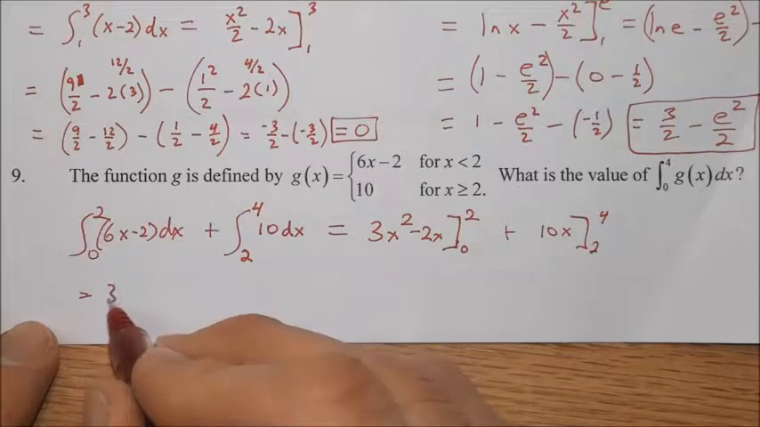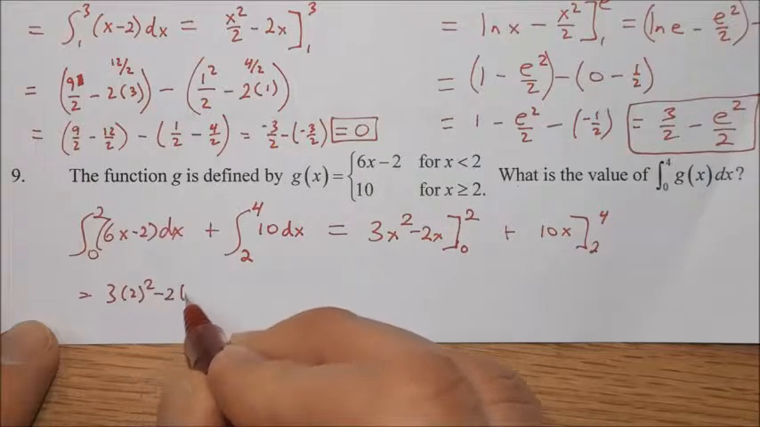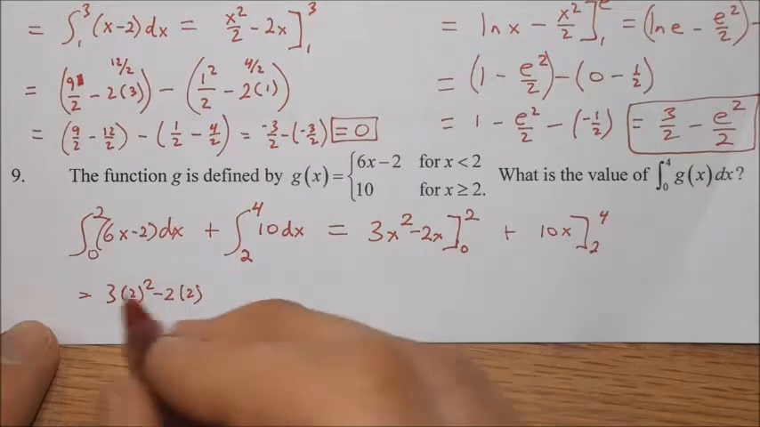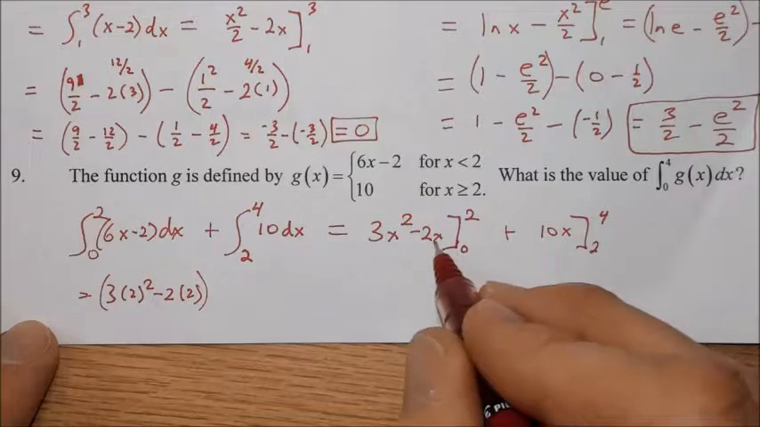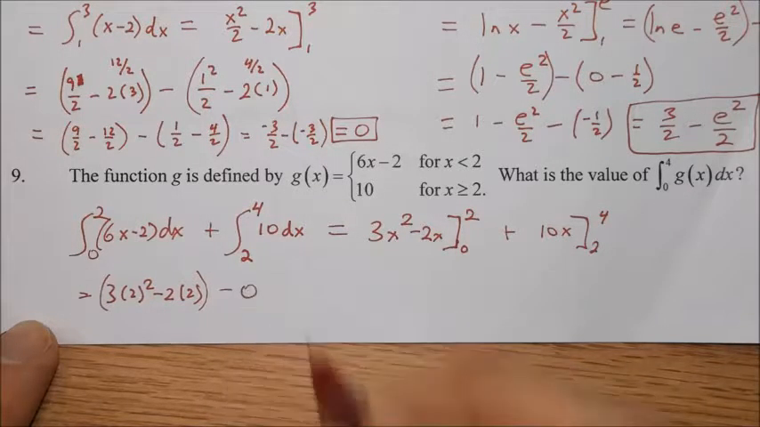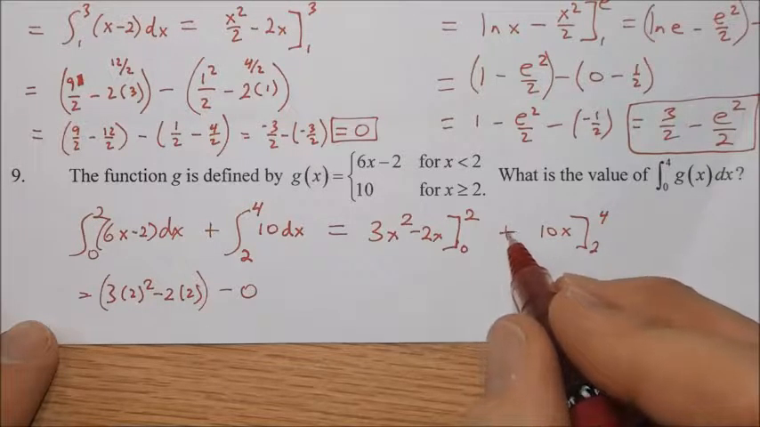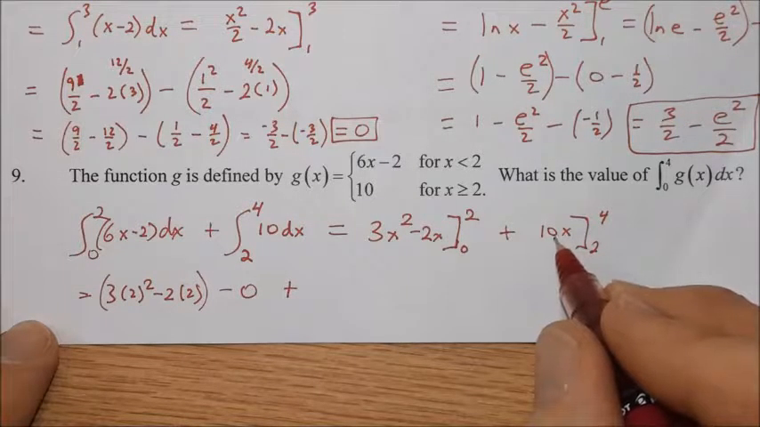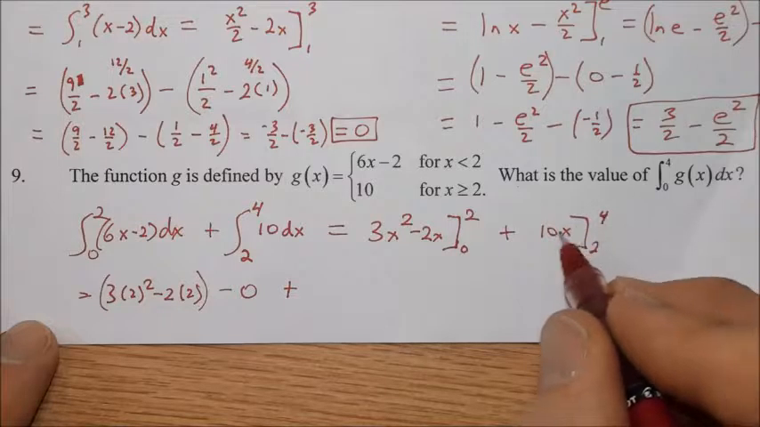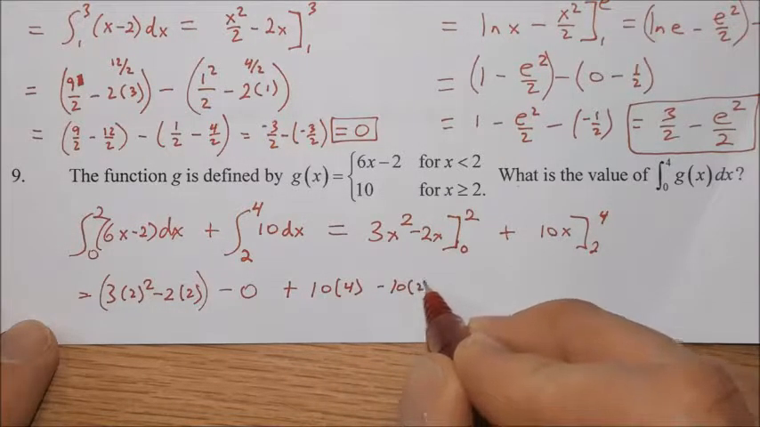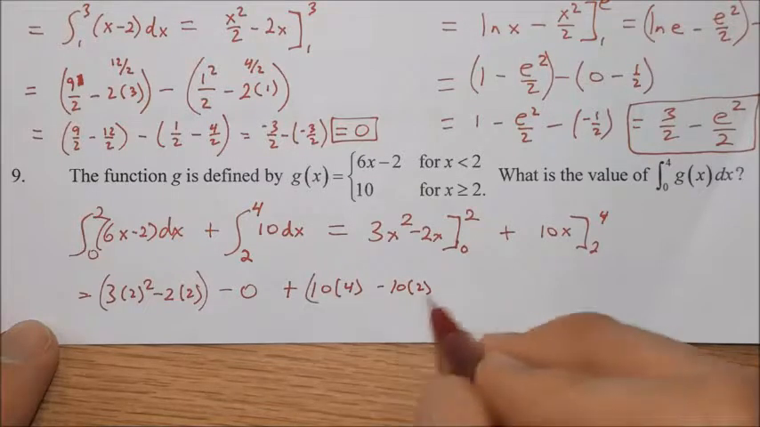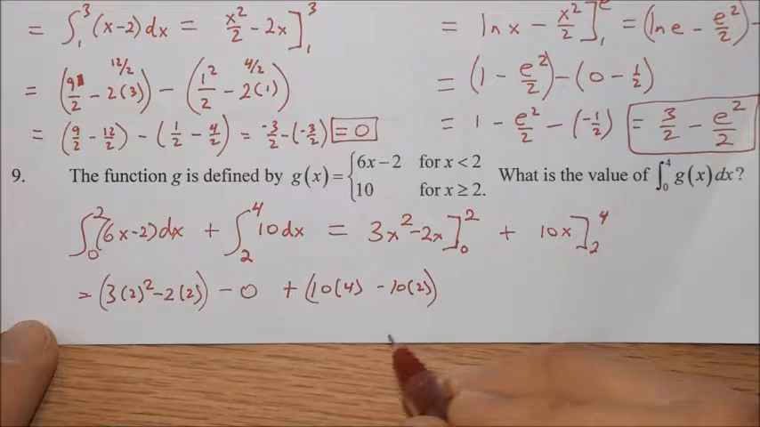We have 3 times 2 squared minus 2 times 2. And then we're going to plug in 0. And can you see here in mental math that when we plug in 0, we're going to get 0? Okay, good. Now we add. Now we have 10x. So we do 10 times 4 minus 10 times 2. Okay. And I'll wrap that in parentheses, although because we're adding, it's not a big deal.